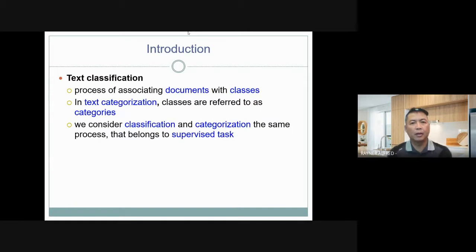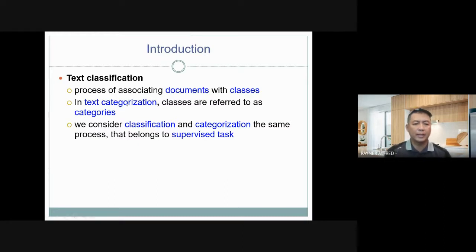So what we want to learn in this session is how we classify the text and how we associate the document with the classes. When we say text categorization, we refer to classes as categories. So classes and categories are two different terms, but they refer to the same concept. We consider classification and categorization the same process, which belongs to supervised tasks.